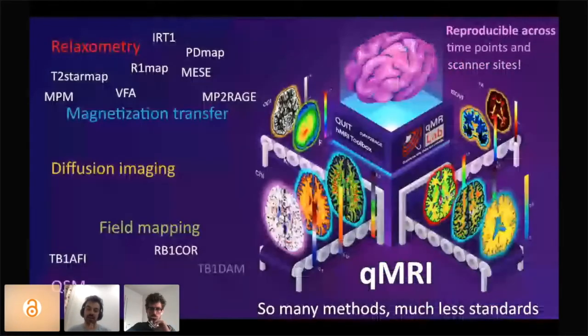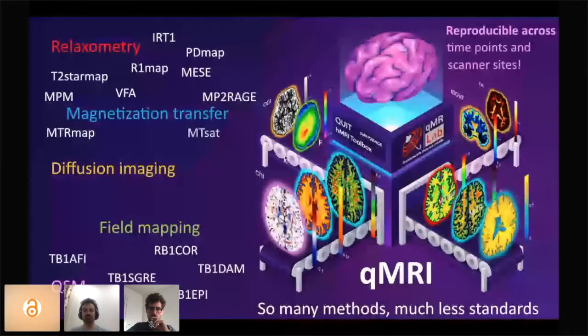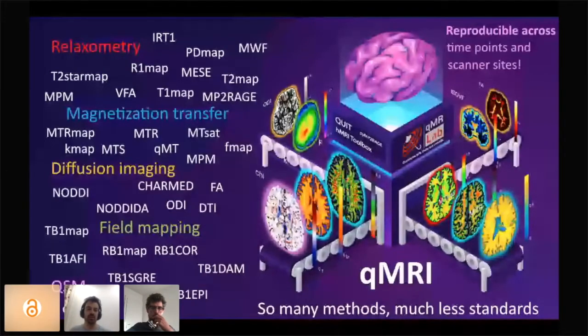Thing is, we have an array of methods. There are so many different sequences, so many different models, many different algorithms to derive these numbers. They span a wide range, but we have much fewer standards. With BEP 1, we are trying our best to choose the portion that we believe is going to be used the most by the OHBM community.